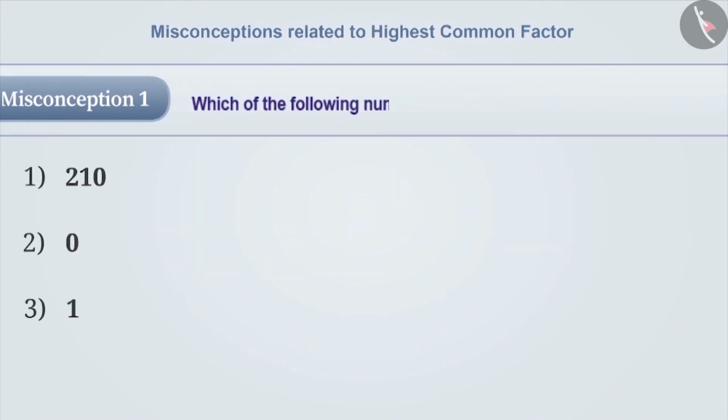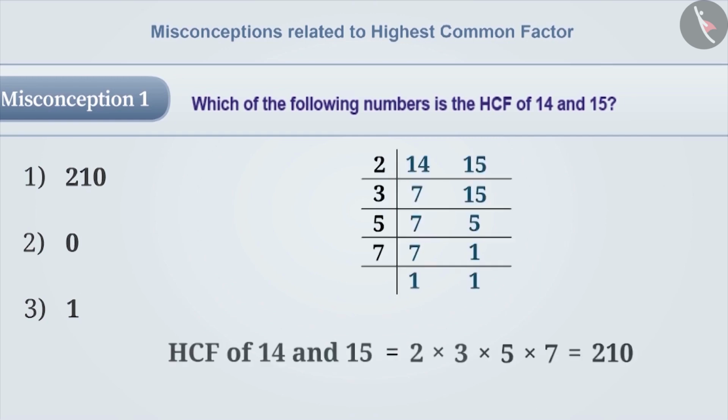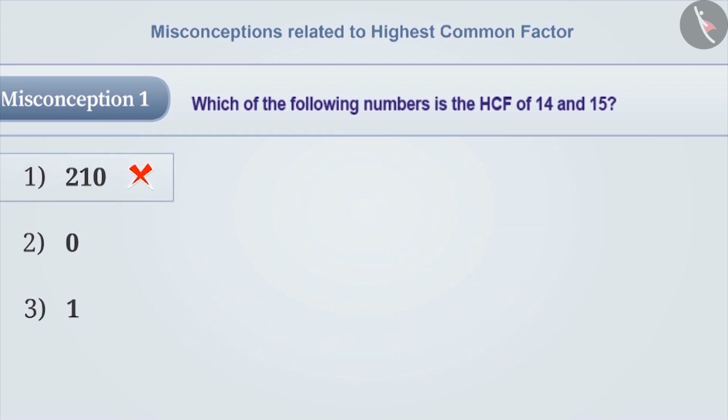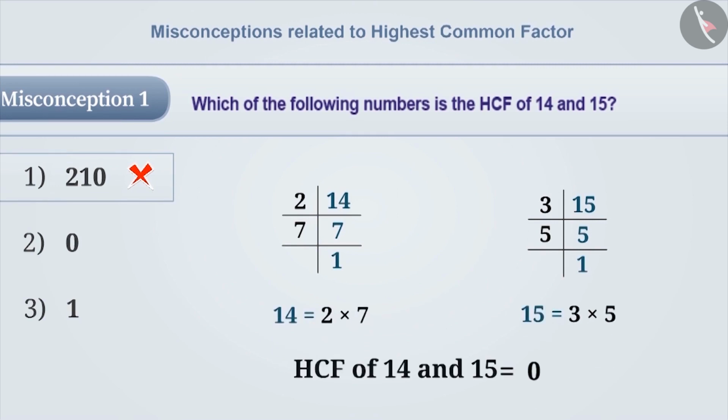Misconception 1. Which of the following numbers is the HCF of 14 and 15? Due to misunderstanding, sometimes the method of LCM is used instead of HCF. The result will be 210, which is an incorrect answer. In order to find out HCF, prime factorization of 14 and 15 is done. Since there is no common factor among the factors of these two numbers, 0 is considered as HCF.